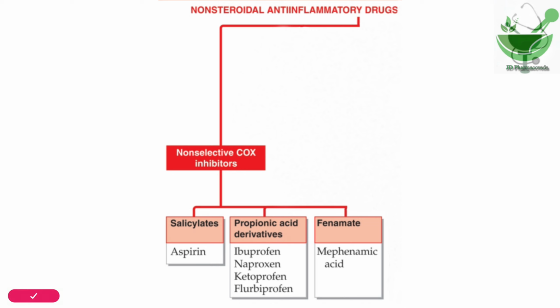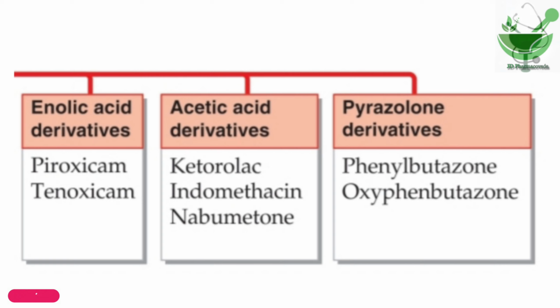First, the salicylates: aspirin. Propionic acid derivatives: ibuprofen, naproxen, ketoprofen, flurbiprofen. Then fenamates: mefenamic acid. Then enolic acid derivatives like piroxicam, tenoxicam. Then acetic acid derivatives like ketorolac, indomethacin, nabumetone. Then pyrazolone derivatives like phenylbutazone and oxyphenbutazone.